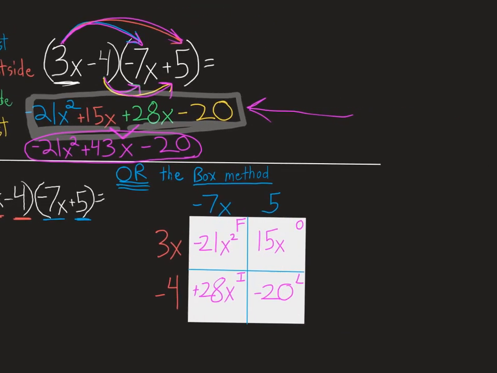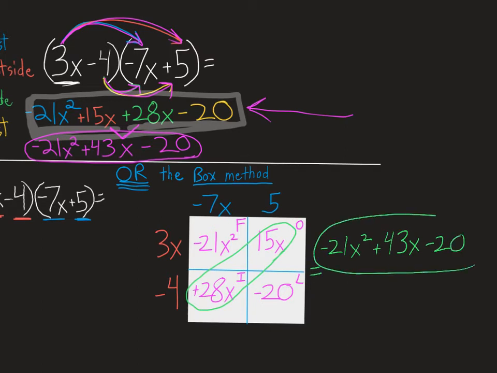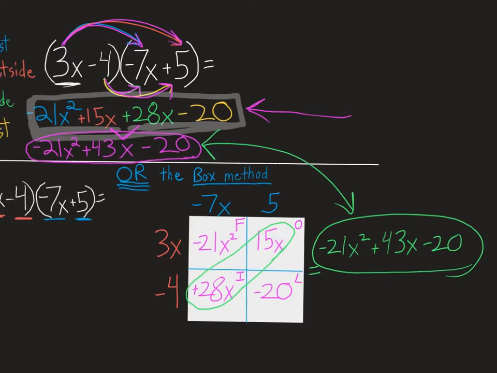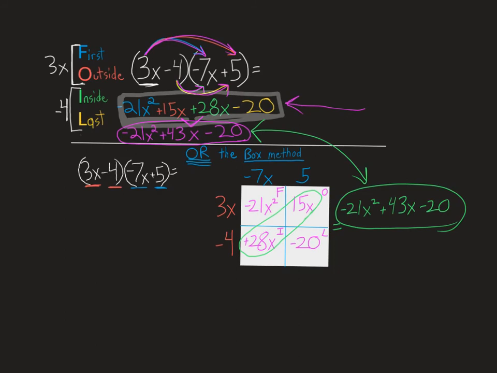And then don't forget, combine your like terms out of here just like you would otherwise. So negative 21x squared, no other like terms. But I've got 2 x's right here, so those guys would go together. The 15 and the 28 are like, so that's, again, 43x. And then we've got that negative 20 by itself, no other like terms. And either way, we end up with the exact same answer. That negative 21x squared plus 43x minus 20. It's just how you would like to organize it, whether you want to use the arrows or whether you want to use the box.